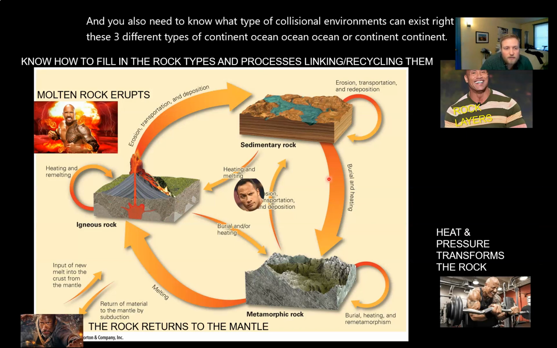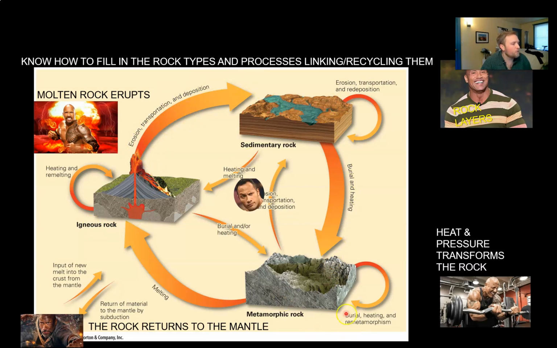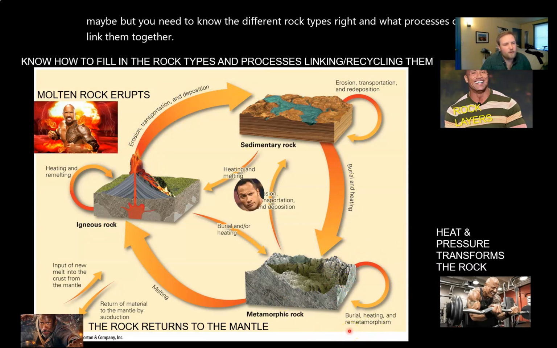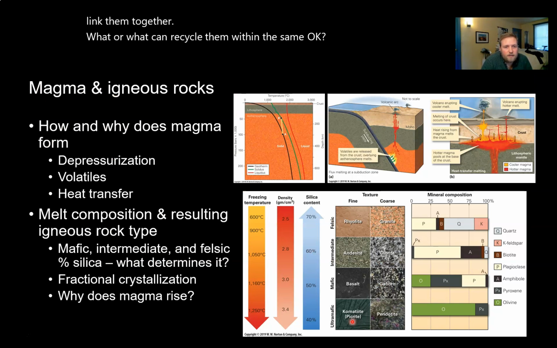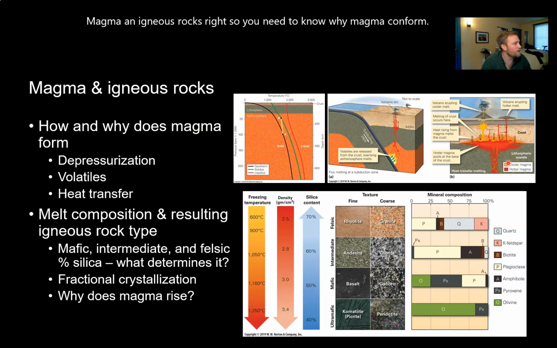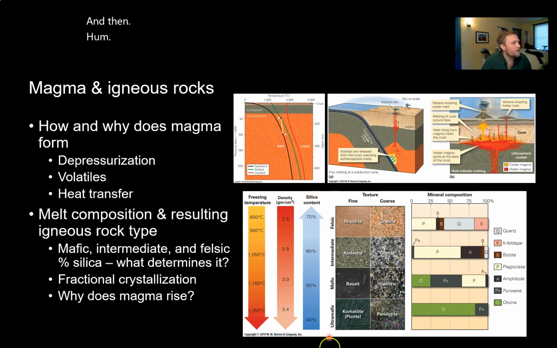You need to know the rock cycle, right? I know this is maybe just a funny diagram, but you need to know the different rock types, and what processes can link them together and recycle them. Okay? Magma and igneous rocks: you need to know why magma can form, the three different ways: depressurization, volatilization, or heat transfer. And then the different types of melt composition, which is really dependent on the silica content, and what we name them, ultramafic to felsic rocks.